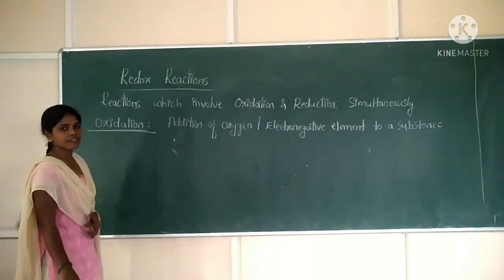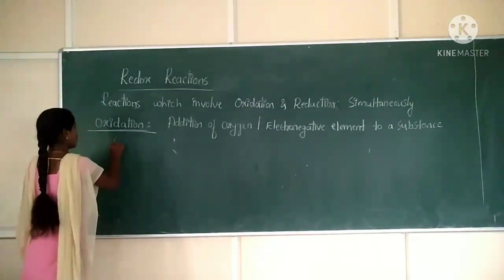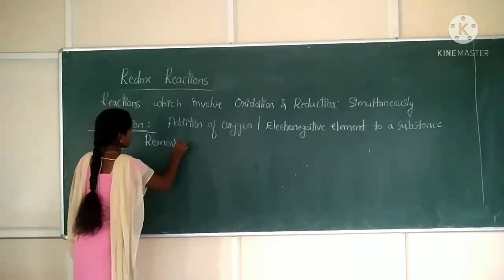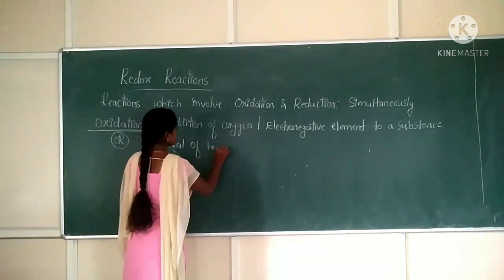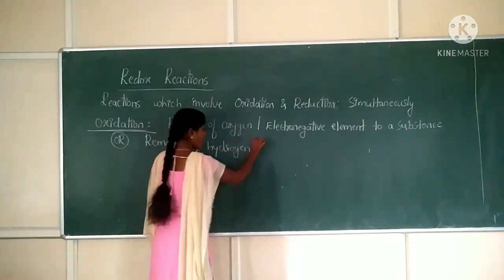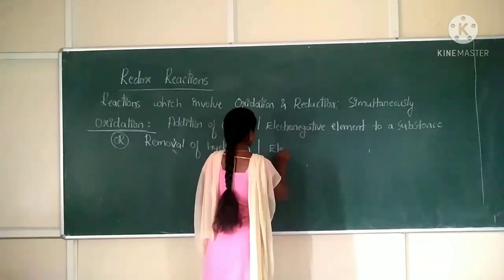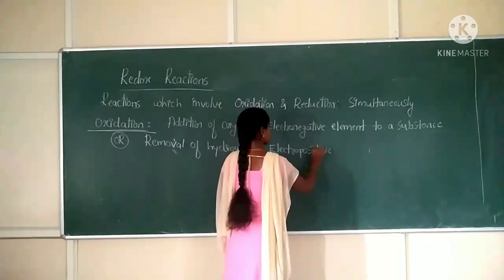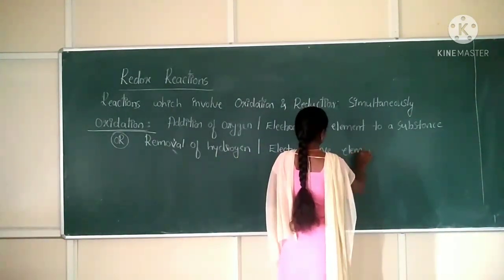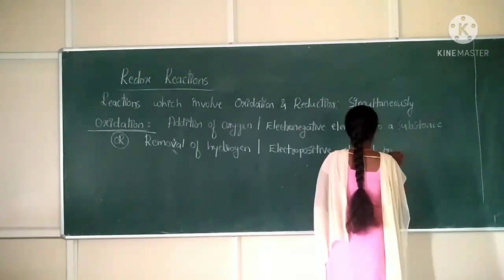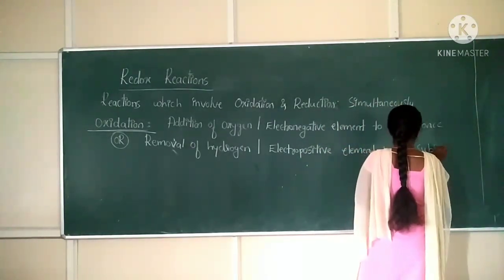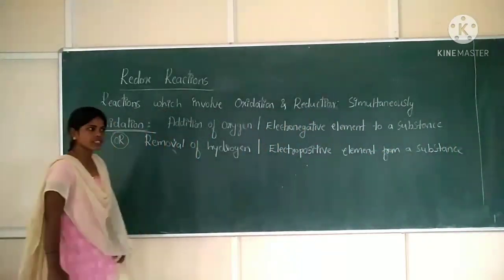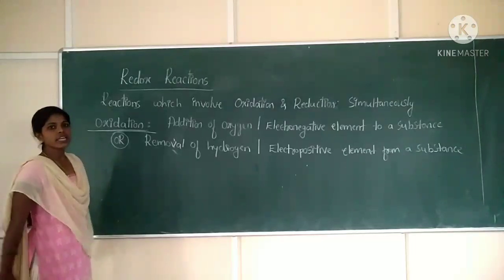Now oxidation can also be defined in another way, or oxidation can be defined as removal of hydrogen or removal of electropositive element from a substance. So these are the definitions of oxidation. Now we will look at the examples.